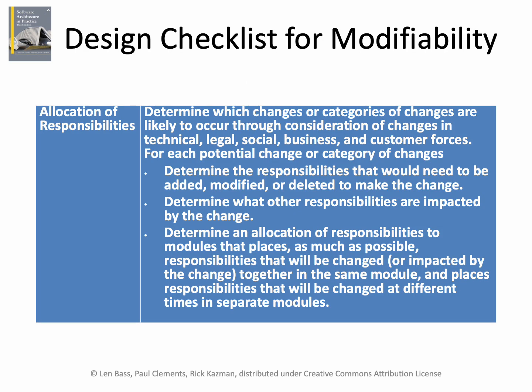Now let's look into the design checklist for modifiability. Allocation of responsibilities: the application can be a university management system. Determine which changes or categories of changes are likely to occur through consideration of changes in technical, legal, social, business, and customer forces. For each potential change or category of changes, determine the responsibilities that would need to be added, modified, or deleted to make the change. Determine what other responsibilities are impacted by the change.